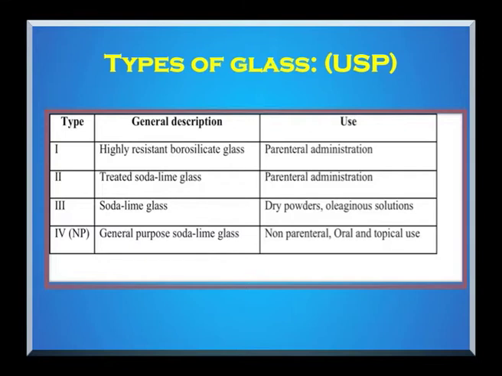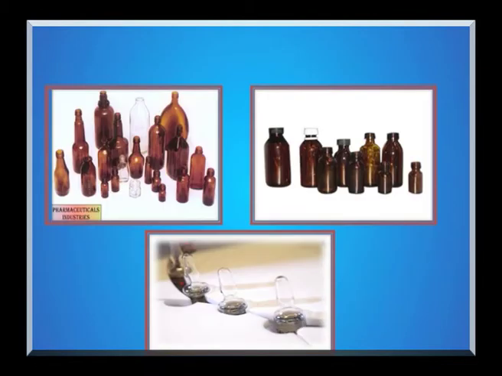Next one is type 4 glass, that is also known as non-parenteral purpose glass. It is general purpose glass and it is used for oral and topical. A number of glass containers used in the pharmaceutical industry include ampoules, bottles, vials, syringes and cartridges.